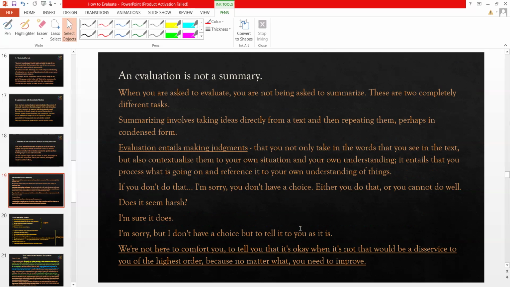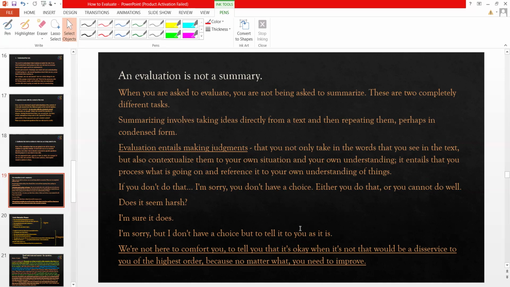Okay. Now, an evaluation is not a summary. You don't just have to summarize the two texts and write it down directly. Okay, don't just write in condensed form. You're not supposed to just take out all the points and summarize them and put them there. No, this is not how evaluation is done. Okay, they are not asking you to summarize, they want you to evaluate.